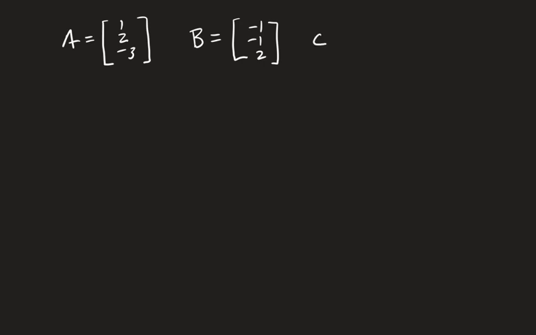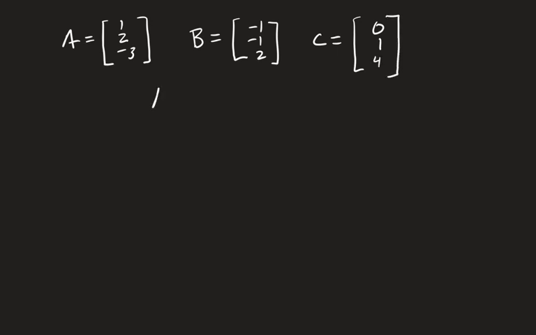And this property also works when you have multiples. So if we say you have A is equal to 1, 2, and negative 3, then you have B is equal to negative 1, negative 1, and 2. And then we say C is equal to 0, 1, and 4.